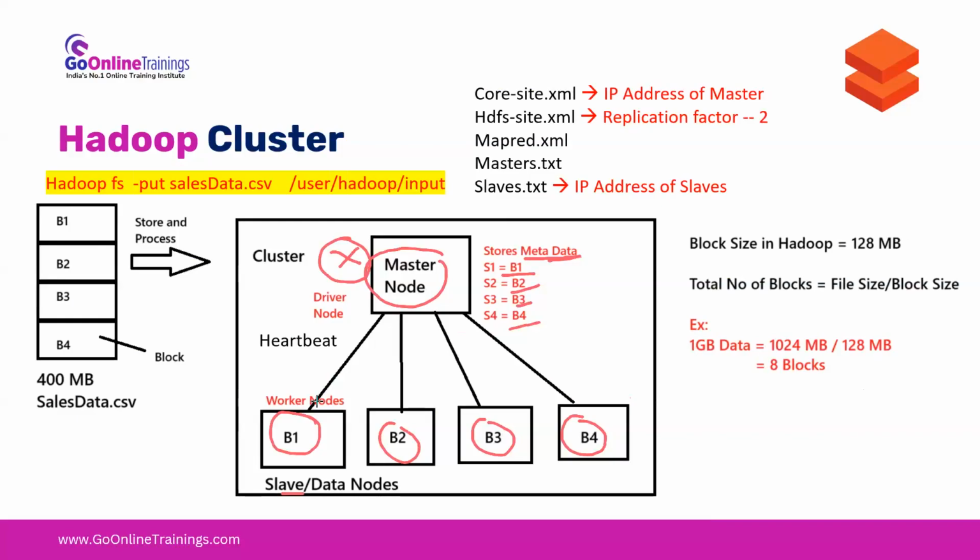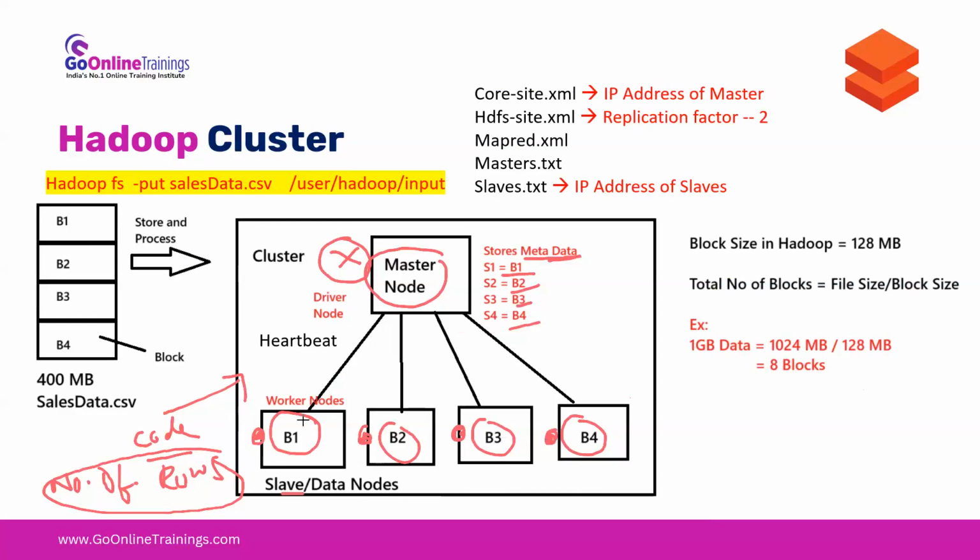And if you want to work with the data, you need to give the data and you need to supply the code also, right? So the data you have supplied, the code also you need to supply. For example, I want to know the number of rows in the sales data. You need to know the number of rows in my sales file. If you want to find out the number of rows, the code also should go to each node.